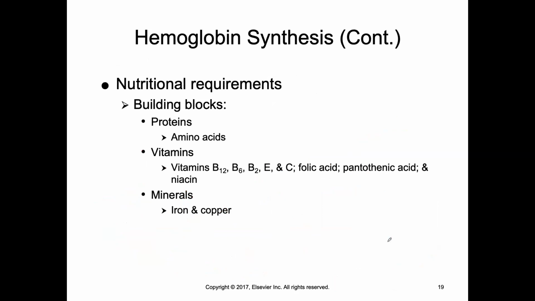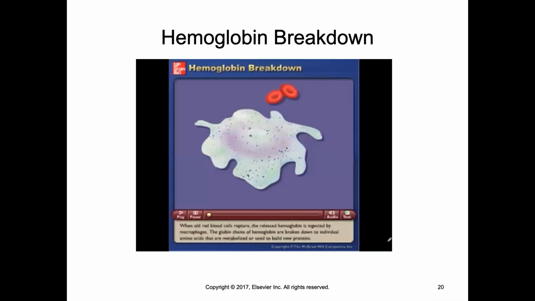What do we need to make hemoglobin? Well, you need protein. You eat protein to make protein. You need vitamins. You need B12, B6, B2, vitamin E and C, and folate, and pantothenic acid, and niacin. You get all that in your diet. And of course, you need iron. And you also need copper. It's part of the enzymes that help to manufacture the hemoglobin. And then when you're ready to break the hemoglobin down, like when you're recycling red blood cells, you go through a process like this. So let's look at this here.